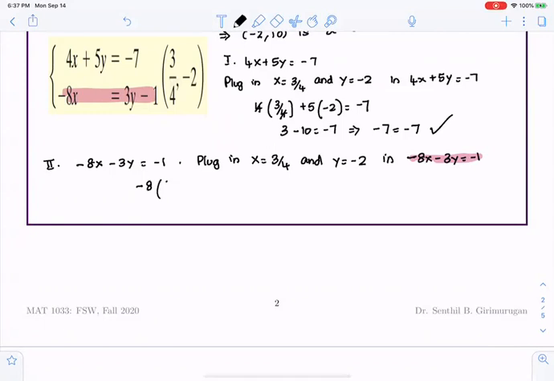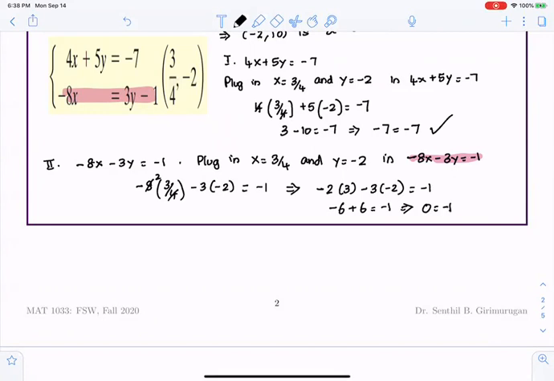So -8 multiplied by the x value, which is 3/4, minus 3 multiplied by the y value, which is -2, and it must equal -1. The 4 and the 8 would get cancelled, so we have -2 multiplied by 3 minus 3 multiplied by -2. -2 multiplied by 3 is -6. -3 multiplied by -2 is +6, and that would be -1. And -6 plus 6 is 0, so we end up getting 0 equals -1. And that just can't be true. 0 is a different number from -1, so it isn't going to work out there.